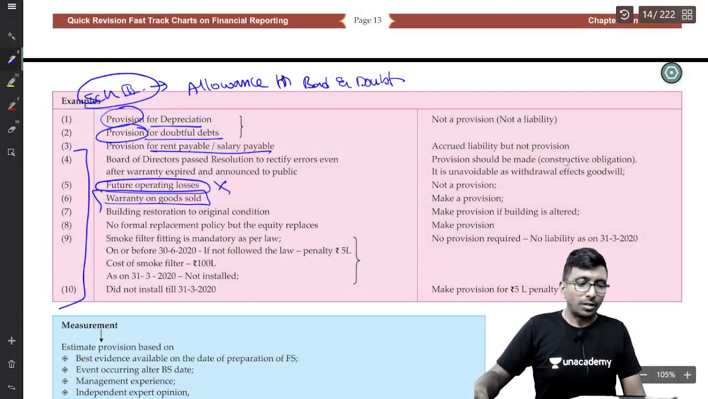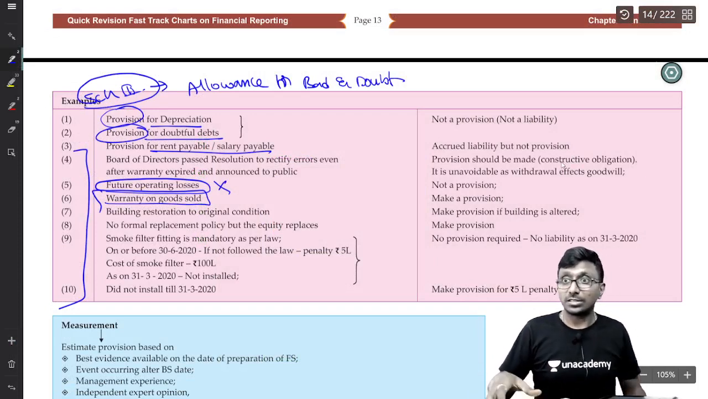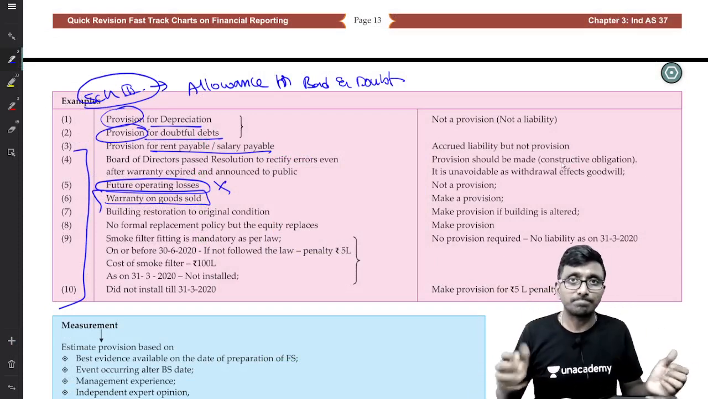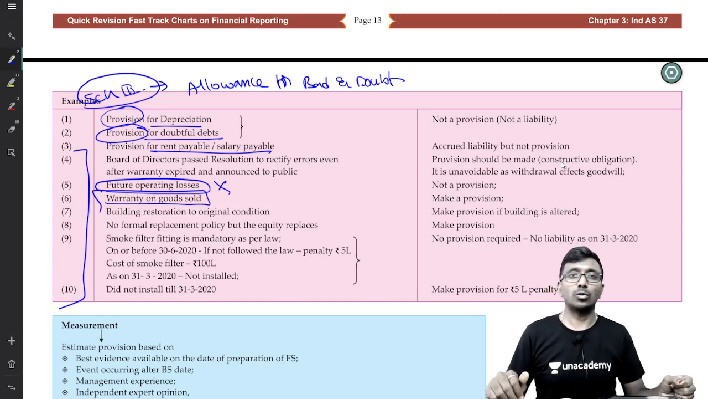Warranty provision. Yes, I promised to the employees. What is it that I promised?